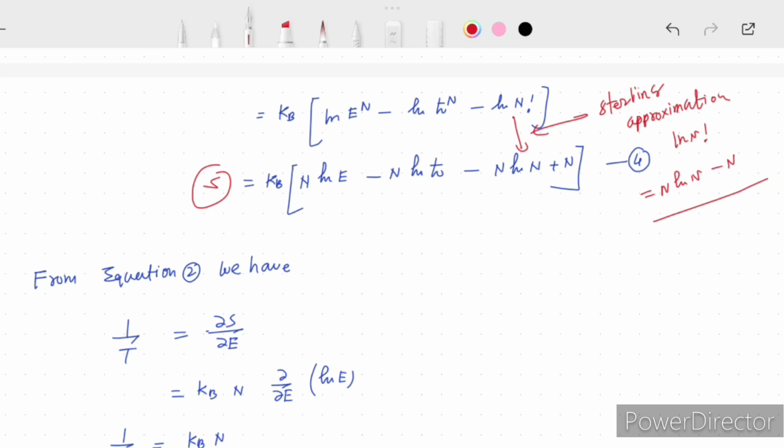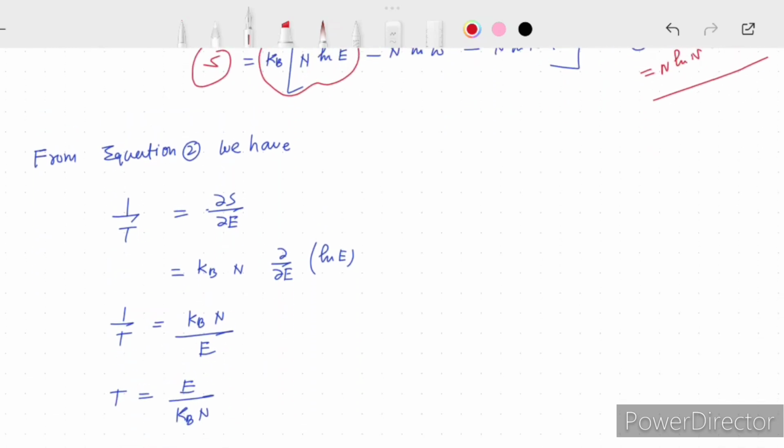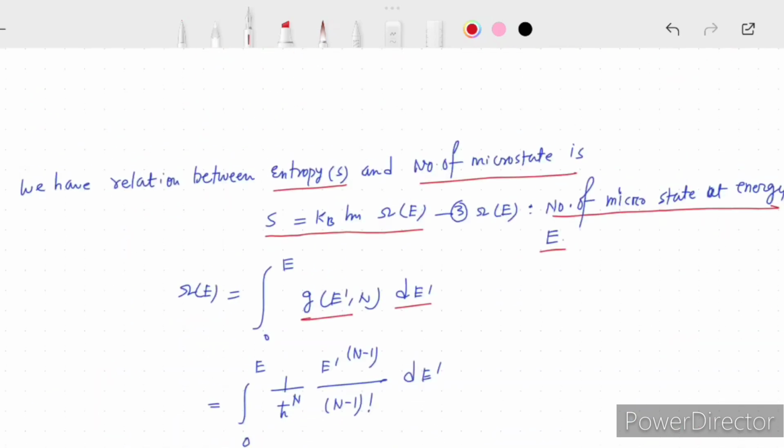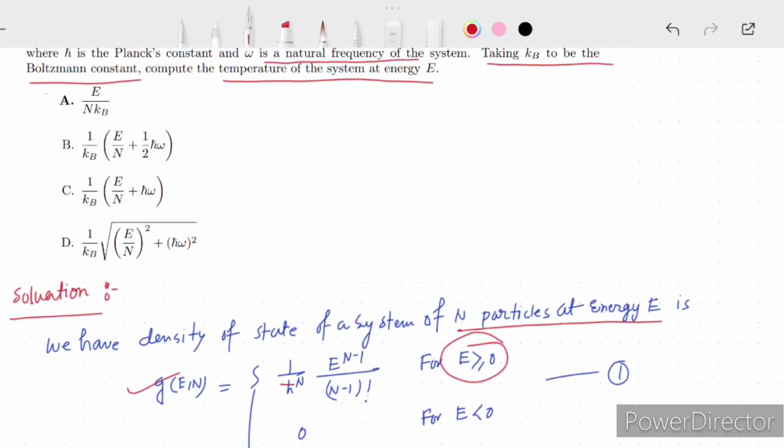So that equals Kb ln. We differentiate only this part, the other terms are constant. So del upon del E of ln E gives Kb n upon E, so the temperature T equals E upon Kb n. So finally we get the temperature of the system as E upon Kb n. From this we get option E.